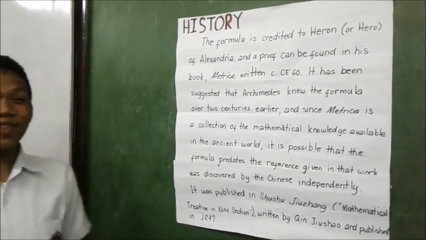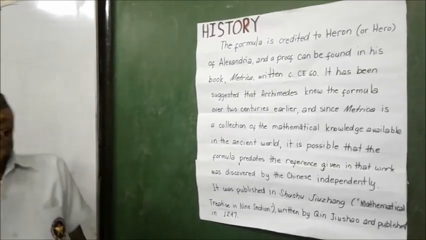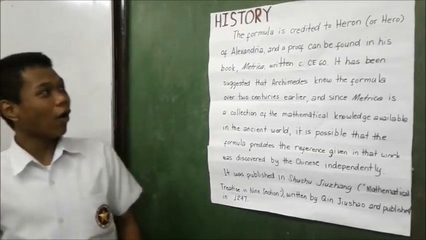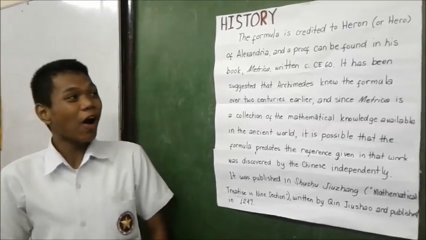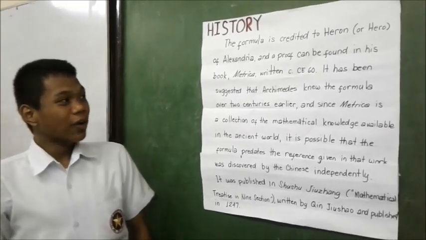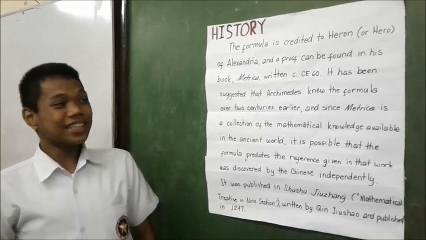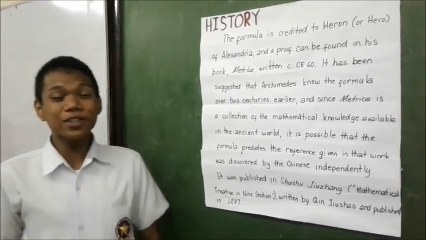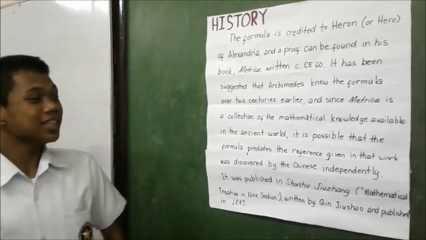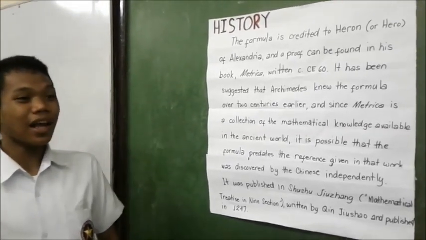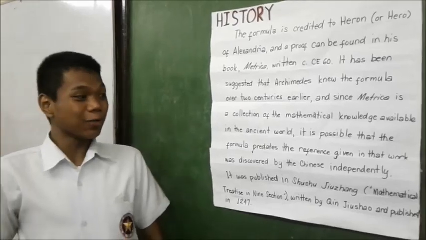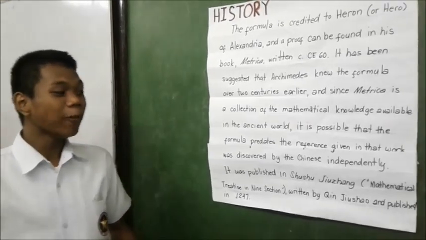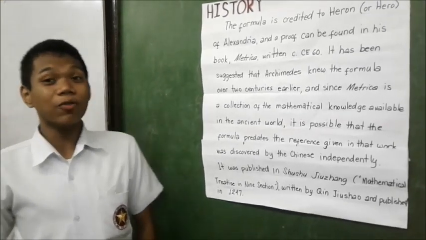The history of this formula: it is credited to Heron, or Hero of Alexandria, and a proof can be found in his book, Metrica, written around CE 60. It has been suggested that Archimedes knew the formula over two centuries earlier. And since Metrica is a collection of the mathematical knowledge available in the ancient world, it is possible that the formula predates the reference given in that work.